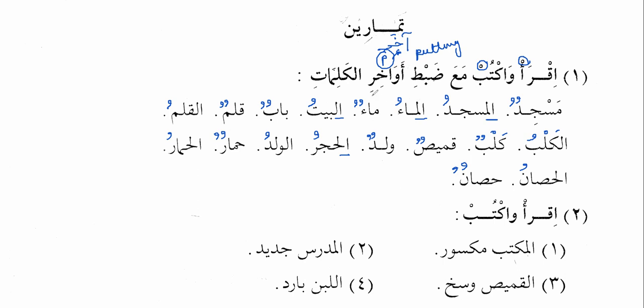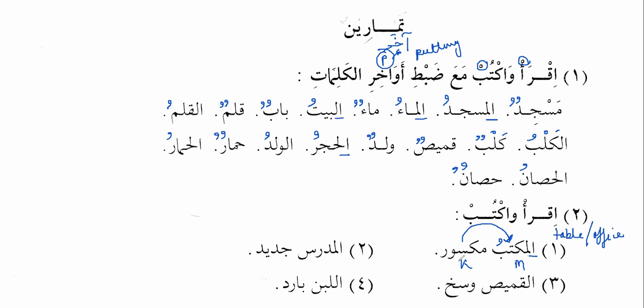Exercise number 2. Let's see. اقرأ واكتب. Al maktabu, why single? Because of the lamat tarif. Maksurun. Now why tanween here? Because this is khabar and this is mubtada. This is the information about the maktab. What is maktab? Maktab is table. Maktab can also be an office. And here it means table.